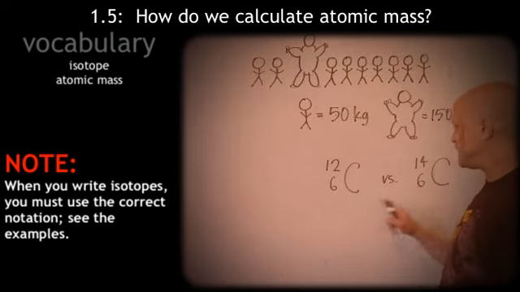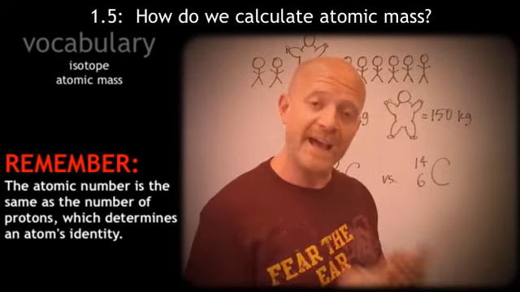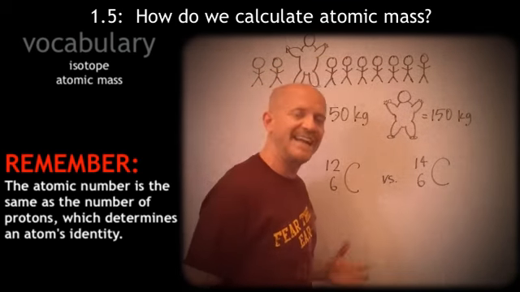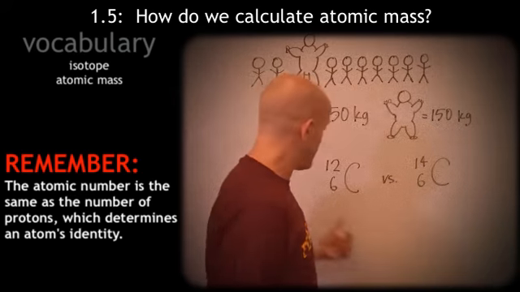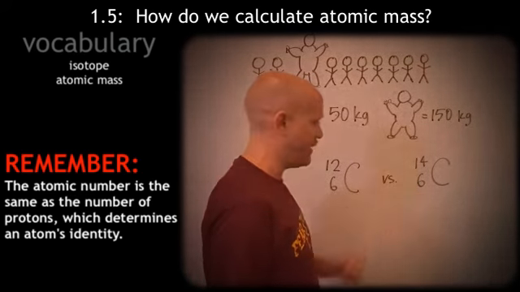So protons, if you look here, it's the same in both of them. Because it's carbon, carbon has to have 6 protons. If it has anything other than 6, it is a different element completely. So this number has to be the same for carbon.